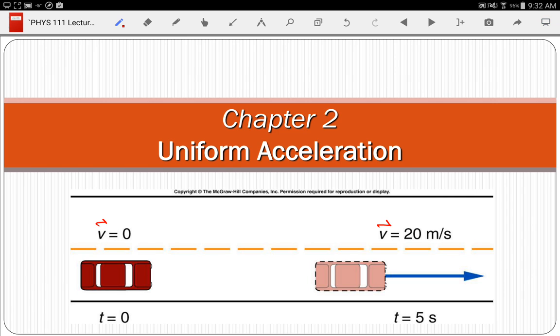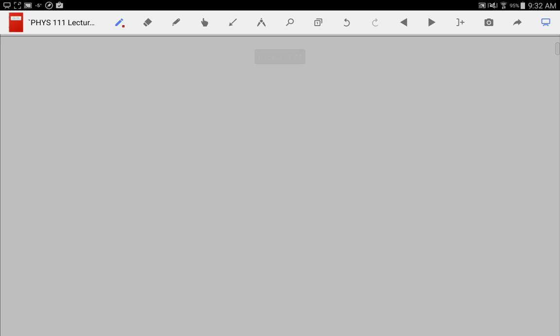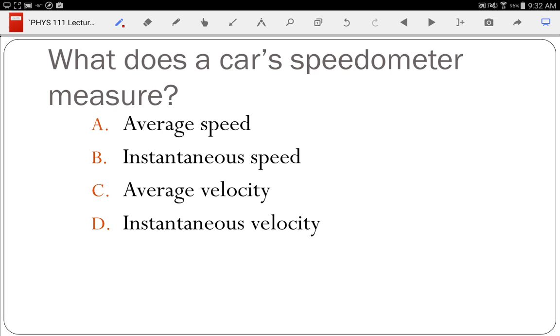You don't need a direction if it's zero. You know why? Yeah, there's no direction to define if it's zero. So with or without the arrow doesn't really matter. If it's zero, it's just zero. And if it's accelerating, the velocity changes. And so that was going 0 to 20 in 5 seconds. It's changing velocity. So what does a car's speedometer measure?